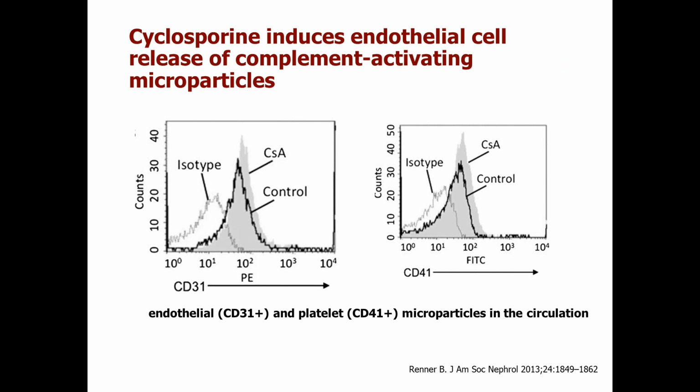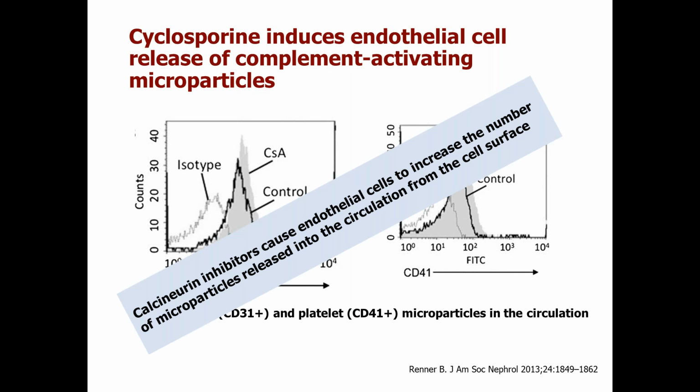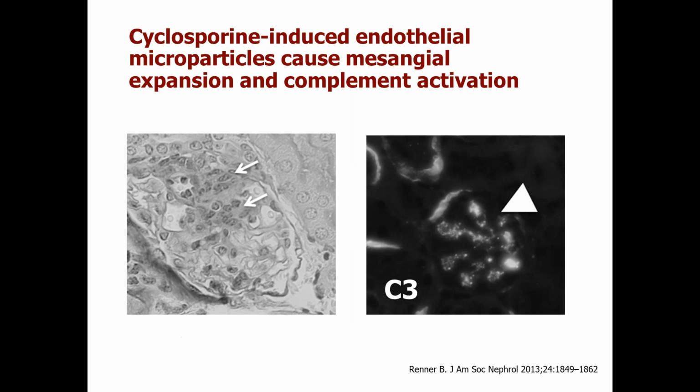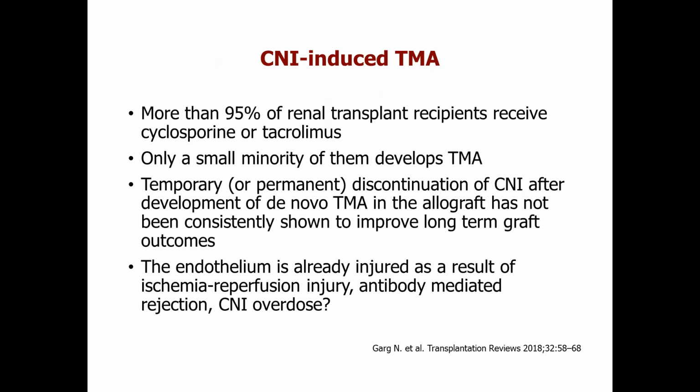In terms of calcineurin inhibitor use, there are very interesting data showing that cyclosporin induces endothelial cell release of complement-activating microparticles, and these are released from platelets and endothelial cells into the circulation. These particles can then damage kidneys, glomeruli, as has been shown in this slide, where extensive complement deposition induced by injection of microparticles caused endothelial damage in glomerular endothelial cells.